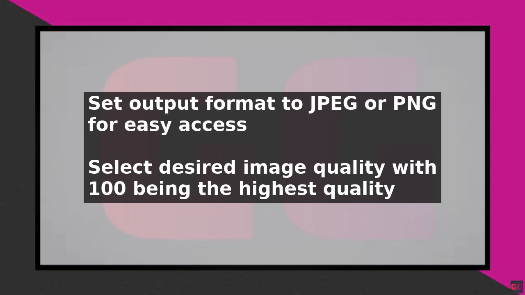computer, and select the desired image quality, with 100 being the highest. After submitting your changes, the editor will process the image, which should take around 7 seconds. Once the processing is complete, click the download button to save your transformed portrait.